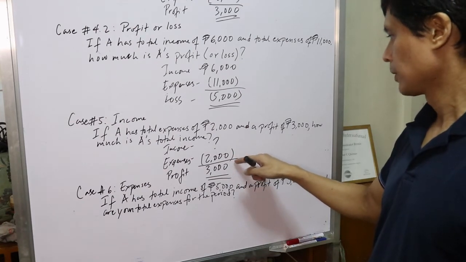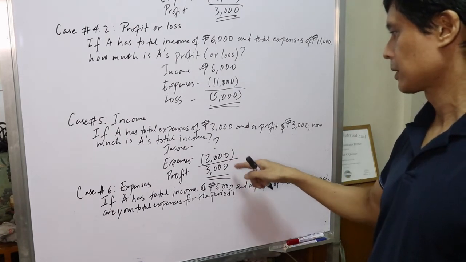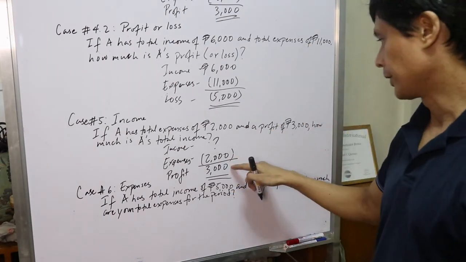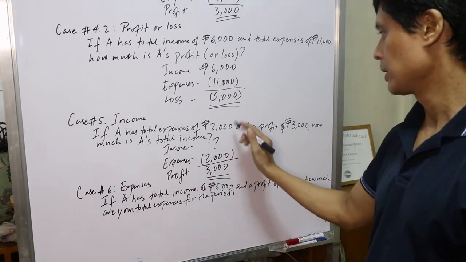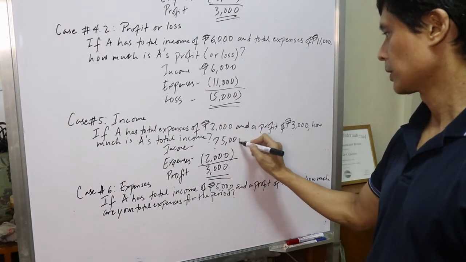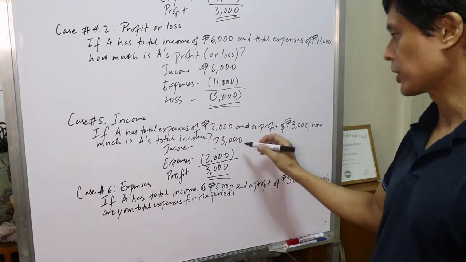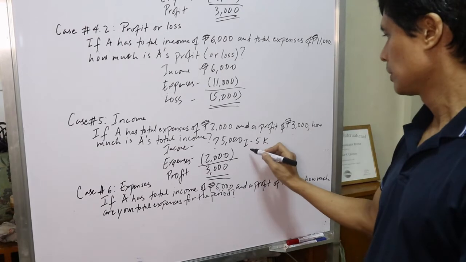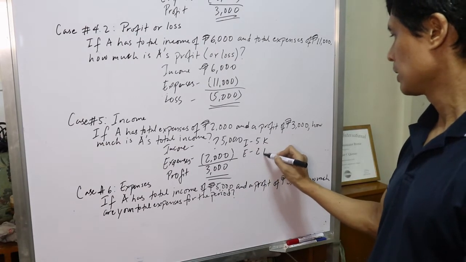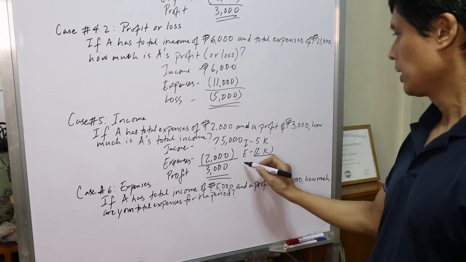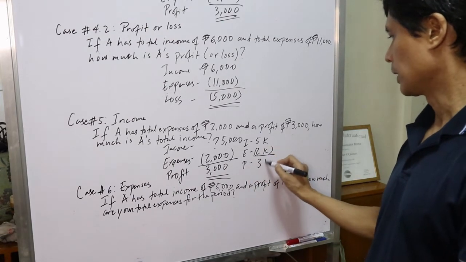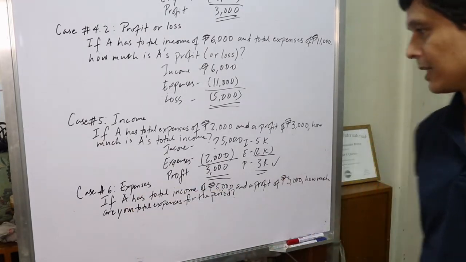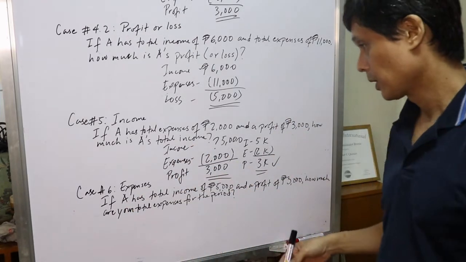So this must be 3,000 plus. Kung negative siya, ipa-plus mo ngayon siya. You work back, no? 3,000 plus 2,000, this would be 5,000 pesos. So in order to check your work, 5K is the income, expenses is 2K, negative, and this is the profit, so 3K. So this is correct.